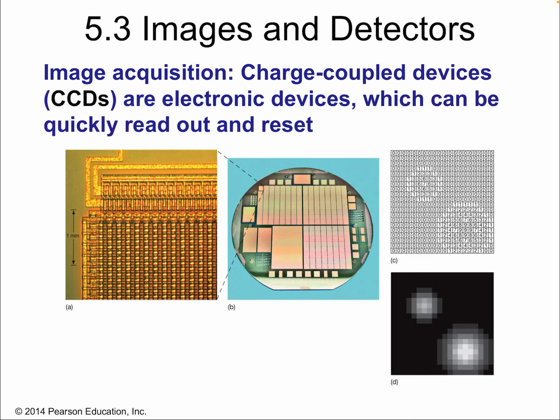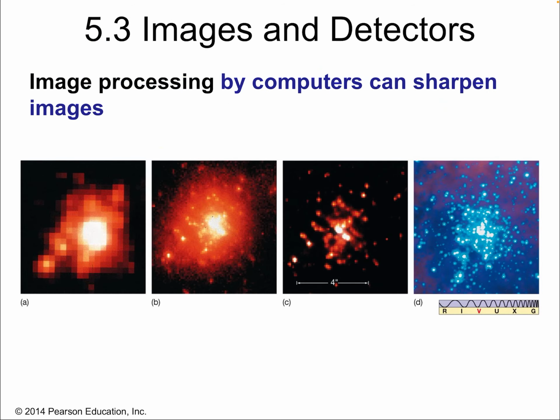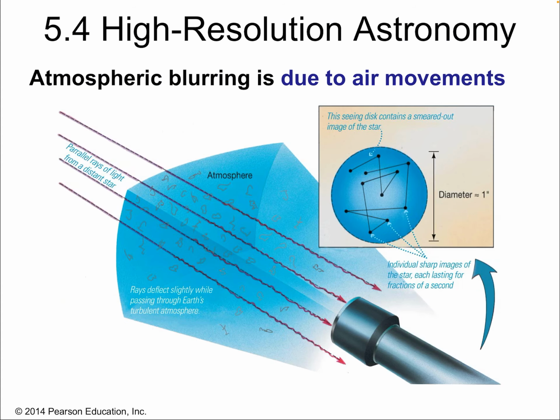As far as image acquisition, charge coupled devices called CCDs are electronic devices which can be quickly read out and reset. So this is the idea of a digital camera. Image processing by computers can further sharpen images. There's a lot of filtering out noise and distinguishing what is the true signal, so there's a lot of after-analysis done with these images. It doesn't just come down to the quality of the mirrors or the size of the mirror. Using computation power is important, but neither on its own is enough. You have to combine computation power with large, very finely made telescopes.